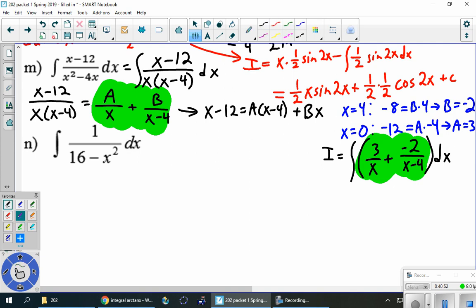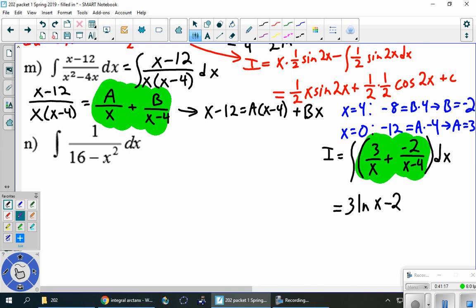Okay, and that integral is really just two separate integrals separated by a plus sign. I'm not going to write the details. On the first integral, it's 3 over x. That 3 is a constant multiple, comes outside. Integral of 1 over x, that's just ln of x plus. The next integral, it's the integral of negative 2 over x minus 4. That negative 2 is a constant multiplier, comes outside. So I'll change that to a minus instead of a plus.